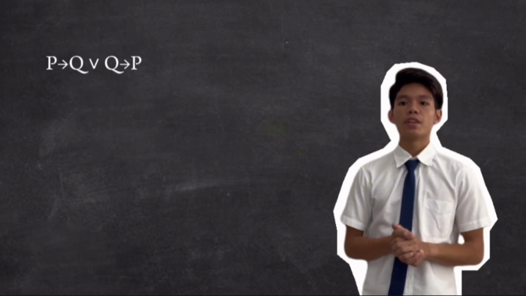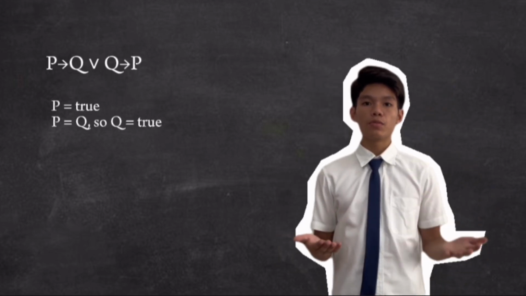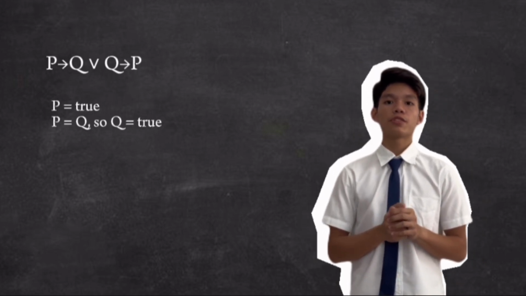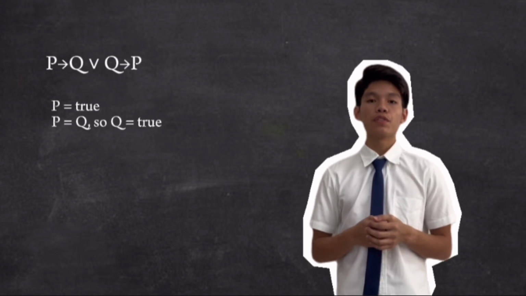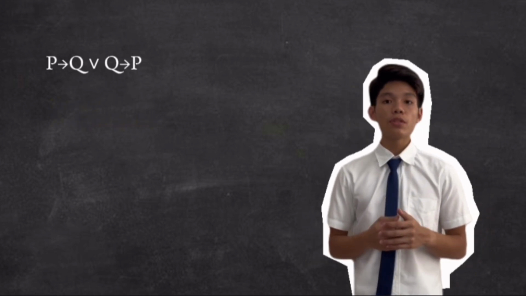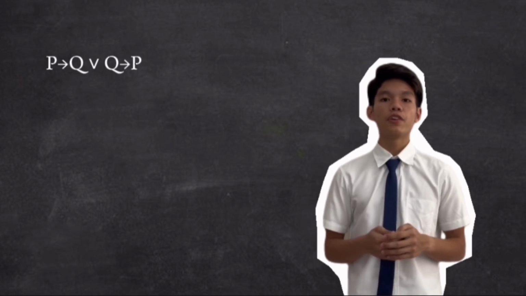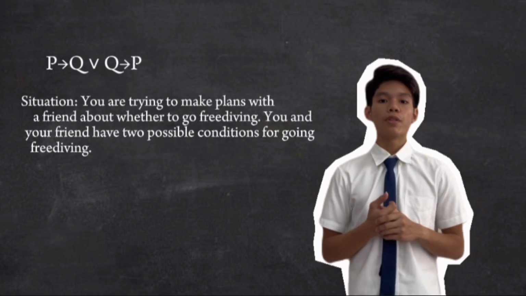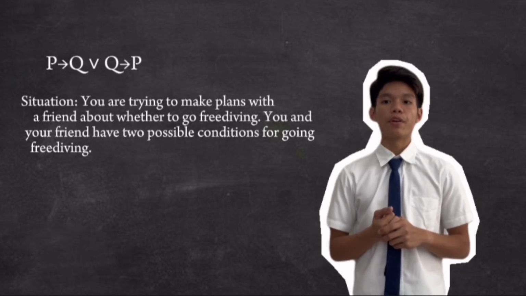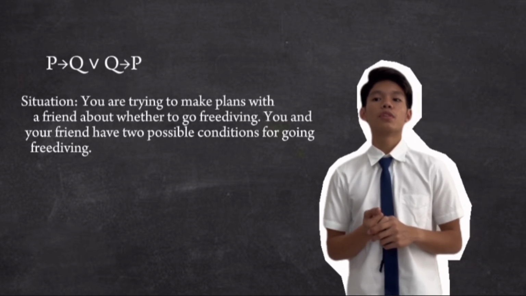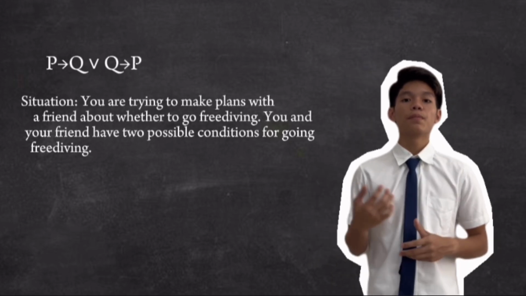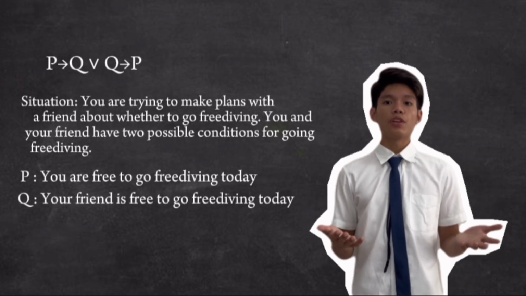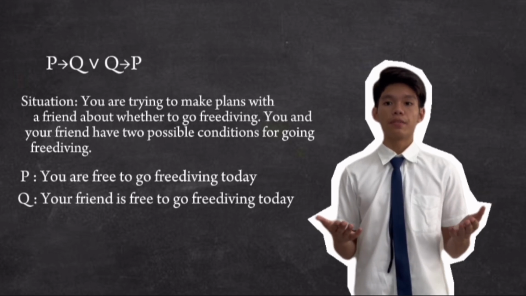This expression says either if P is true, then Q is true, or if Q is true, then P is true. This expression asserts that in any situation, one of these two conditions will hold. To understand more about this expression, I have here another situation. You are trying to make plans with a friend whether to go freediving. You and your friend have two possible conditions for going freediving, which in P, you are free to go freediving, and for Q, your friend is free to go freediving today.